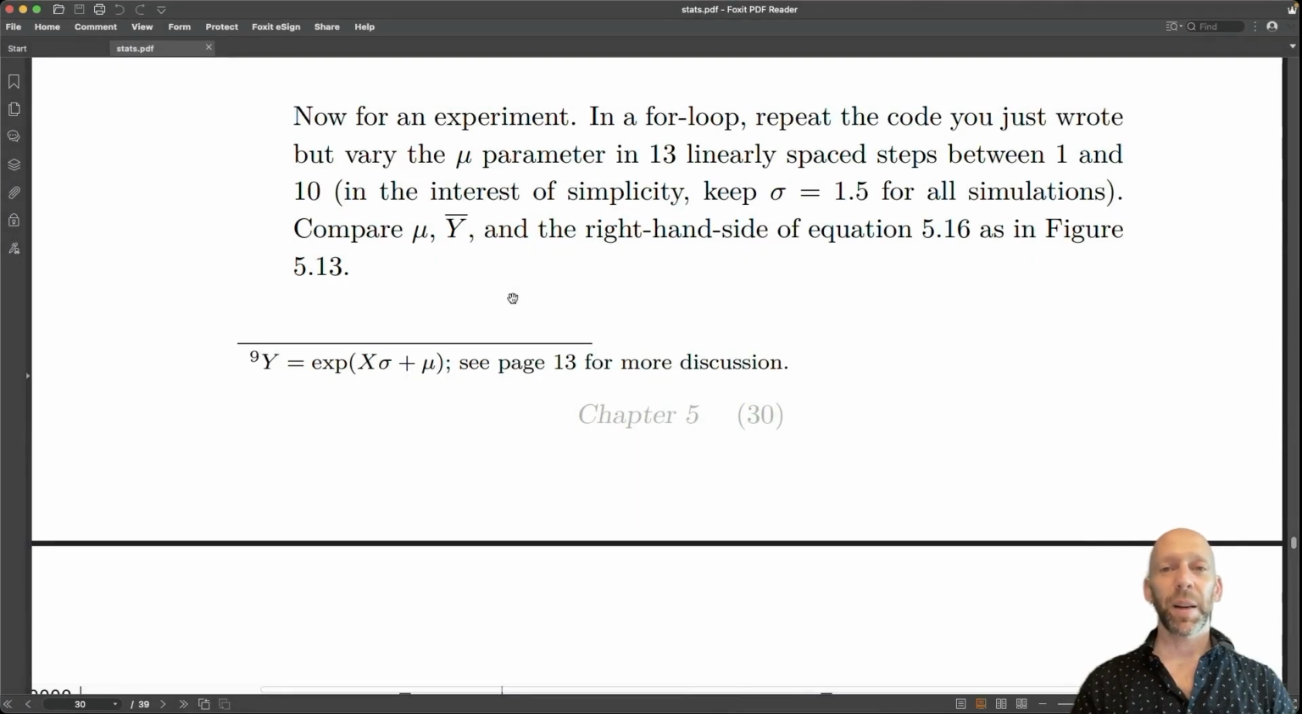Now, the next part of this exercise is to take the code that we just wrote and embed this in a for loop where we vary mu, we vary the population mean parameter in 13 steps between 1 and 10. And we're just going to keep sigma fixed at 1.5. If you would like to run additional experiments varying sigma, of course, I encourage you to do that. But just in the interest of keeping this problem one-dimensional, we're going to fix sigma and vary mu.